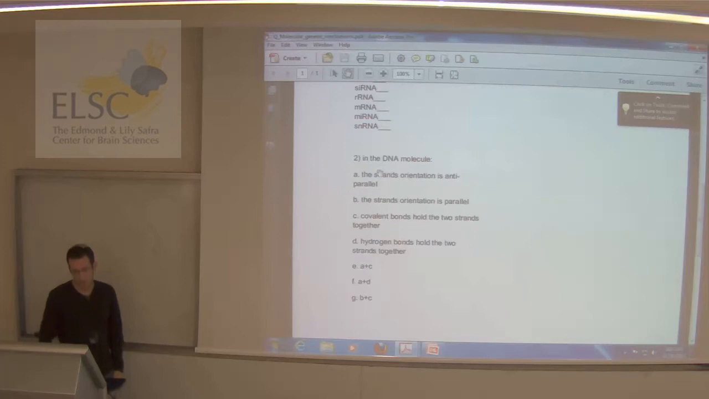Okay. The second question: in the DNA molecule, which of these sentences are correct? The strands' orientation is anti-parallel, so that's correct. So B is not correct. And C, covalent bonds hold the two strands together. So which bonds? Which are also called Watson-Crick bonds, right? Specifically, this type of hydrogen bonds are called Watson-Crick bonds. So A and C, which is E. A and D, sorry, which is F, obviously. Okay.